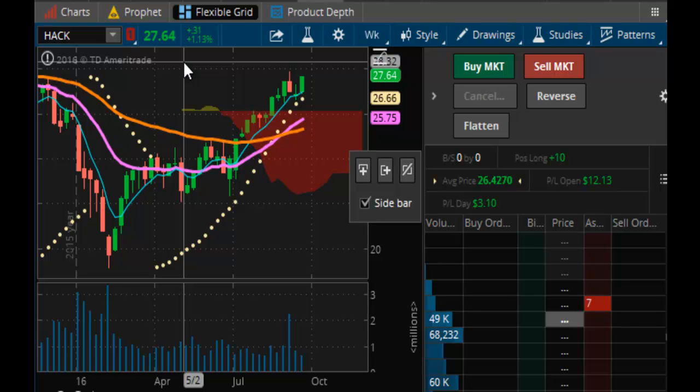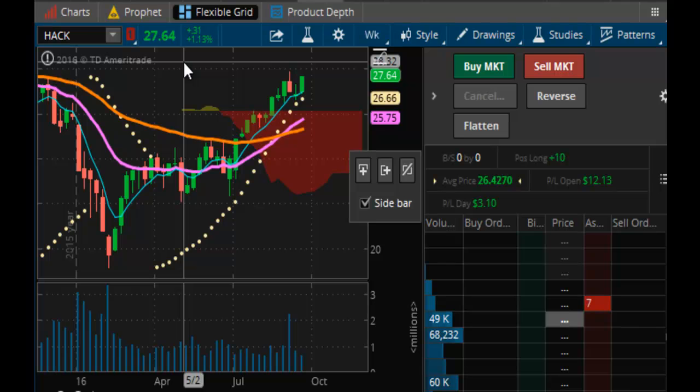You cannot place a good till canceled market order. Market orders are filled immediately. They're considered day orders. If you place it as a good till cancel, it's not going to listen to you. It's going to reject the order, or it may even just execute it anyway, immediately. All right, so keep that in the back of your mind.